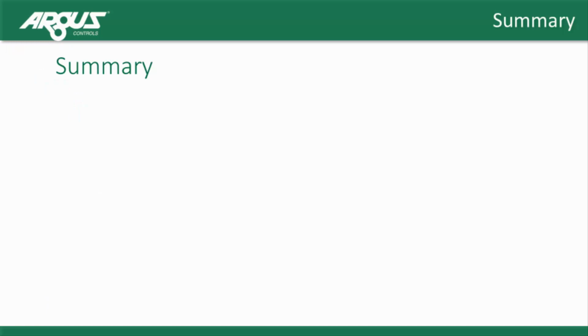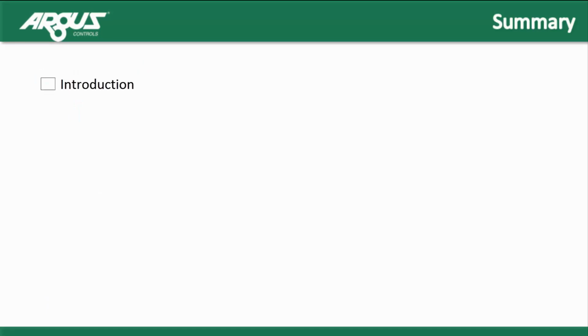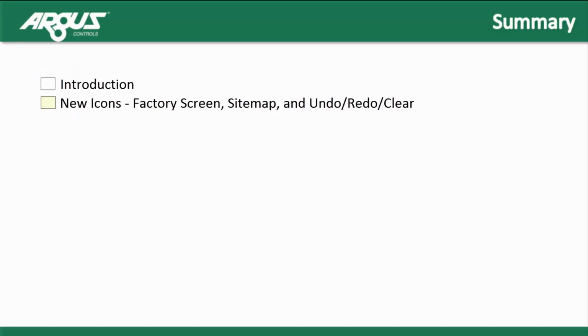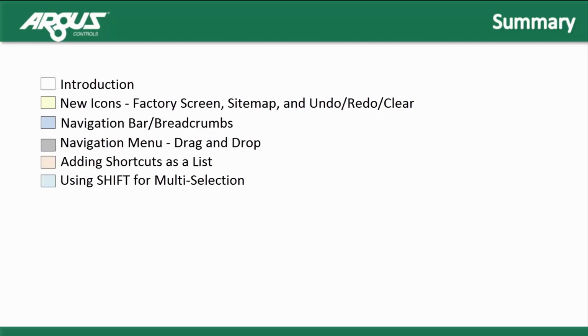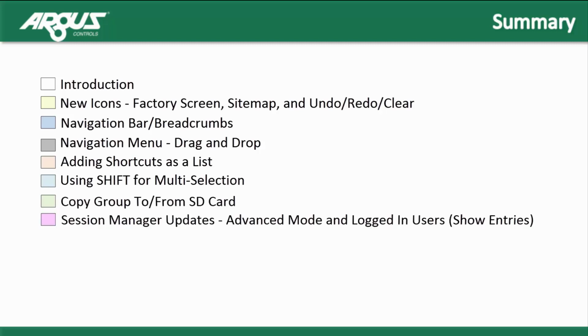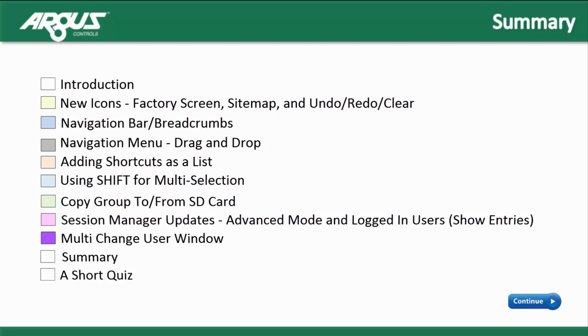Summary. Introduction. New icons: factory screen, sitemap, and undo redo clear. Navigation paths on the screen, or the breadcrumb bar. Navigation menu allowing drag and drop. Adding shortcuts as a list, and using Shift for multi-selection. Copying a group to and from an SD card. Session manager updates, advanced mode, and currently logged in users. Multi-change user window. Summary, and a short quiz.